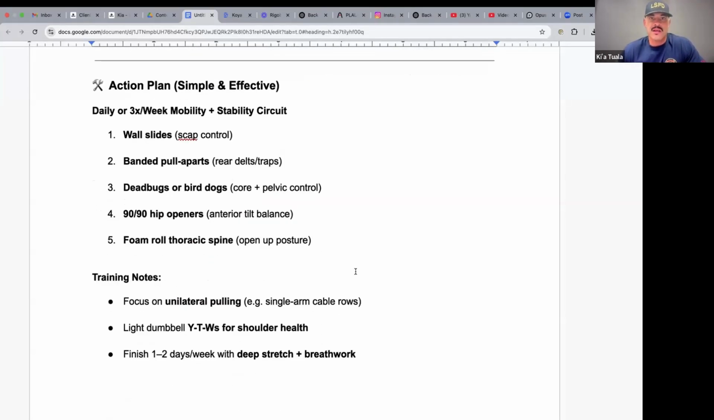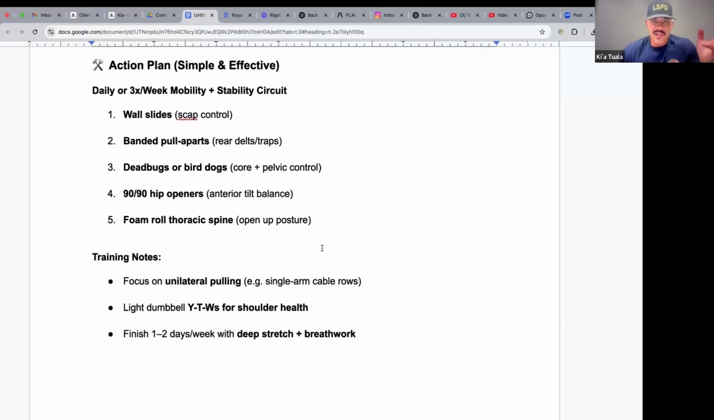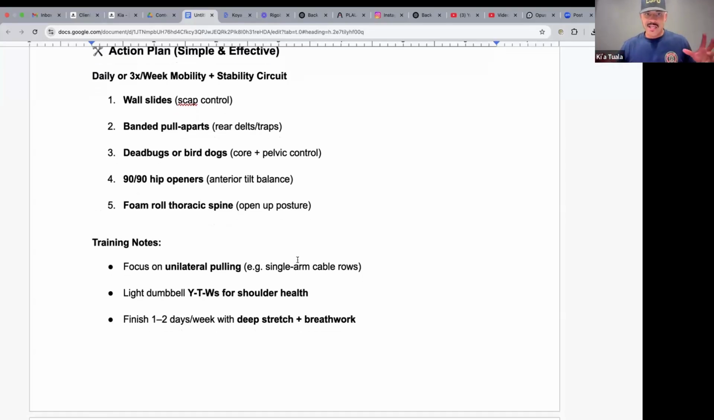It's kind of like a general plan. It's simple but effective. And of course, you can start building on this through time. Wall slides are something that's really good for scapular control. Those band pull aparts that we talked about, dead bugs or bird dogs, is something that can help him with that pelvic control and his core. 90-90 hip openers, that's going to open up the anterior tilt and give it some balance. Foam roll for that thoracic spine to start opening up his posture.